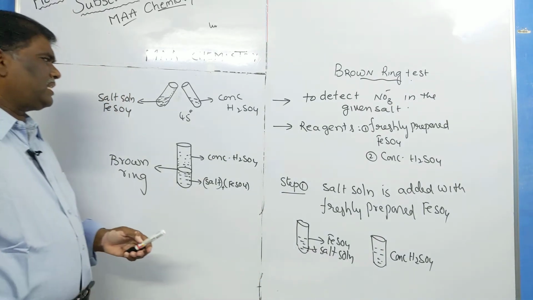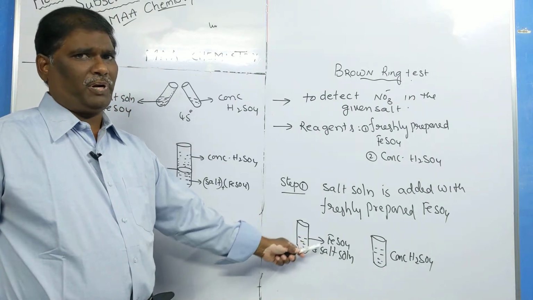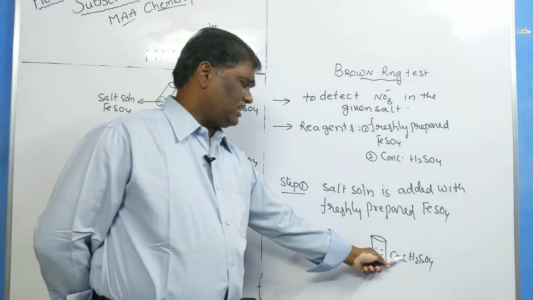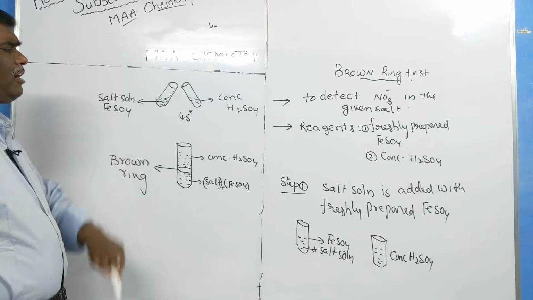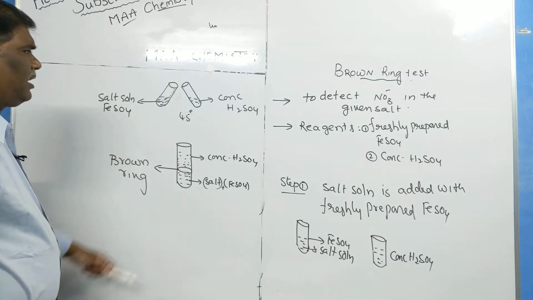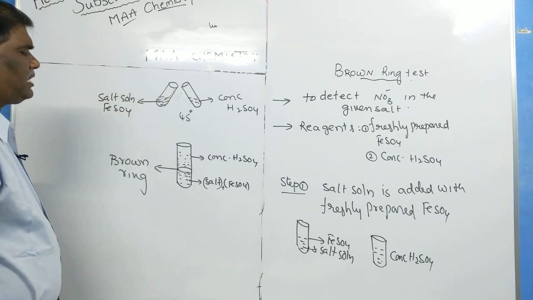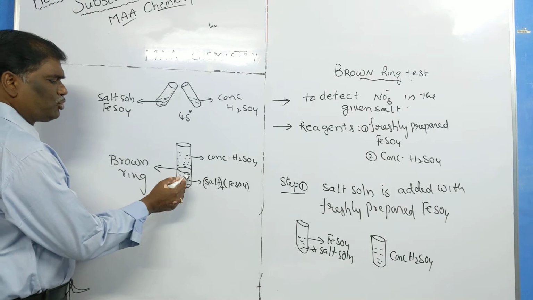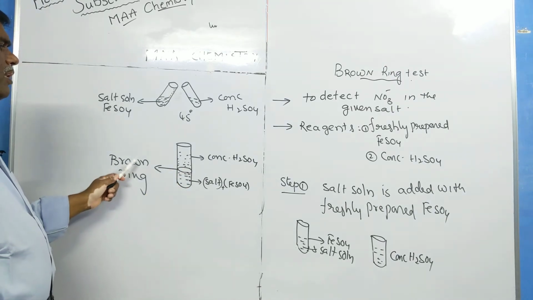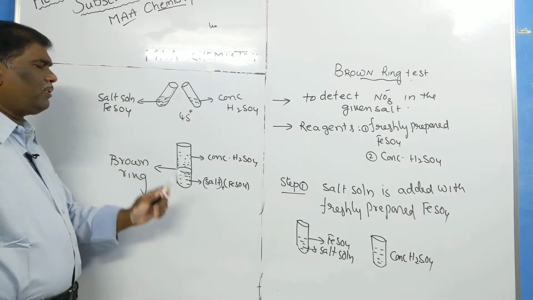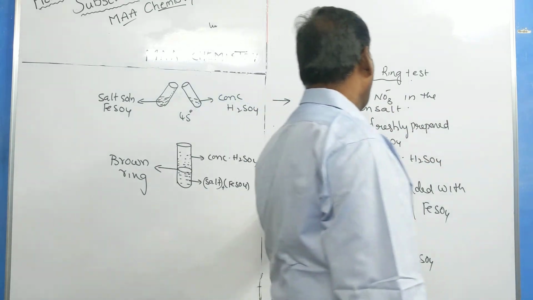I will explain the method once again. In the first test tube, we take salt solution along with freshly prepared ferrous sulfate. To this, concentrated sulfuric acid is added, with the test tubes kept at an angle of 45 degrees, by dropping it along the walls of the test tube. Then after some time, at the joining of the two solutions, called the interface, a brown ring is formed. The formation of the brown ring shows that the given salt contains nitrate ion.